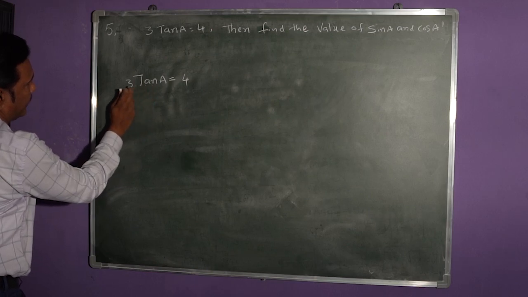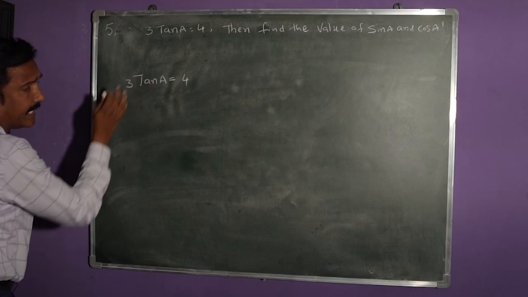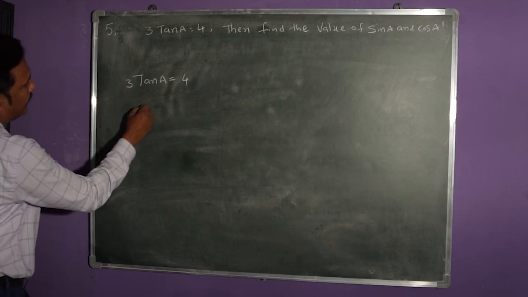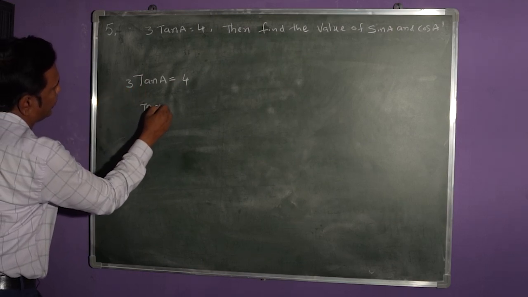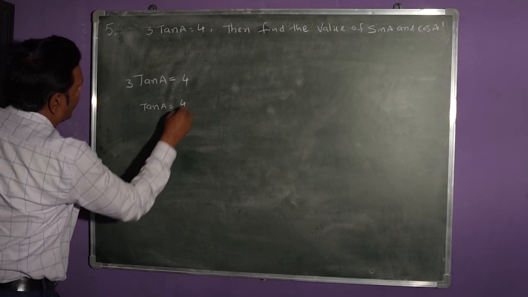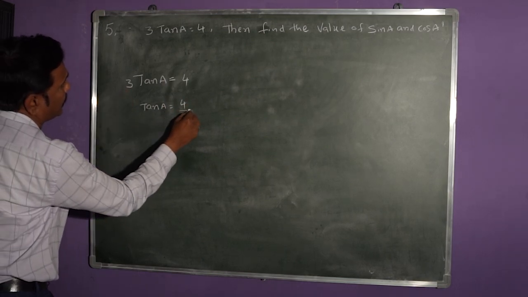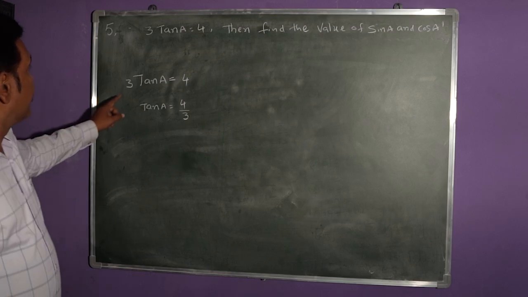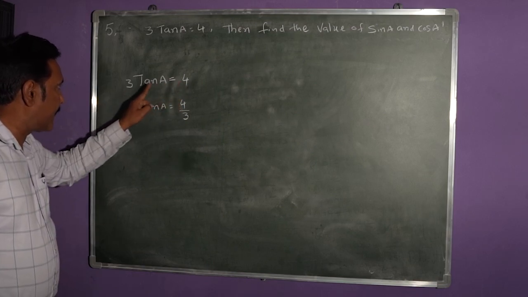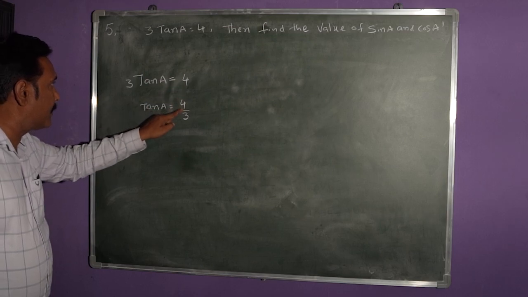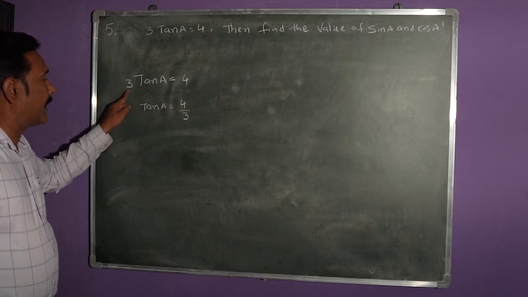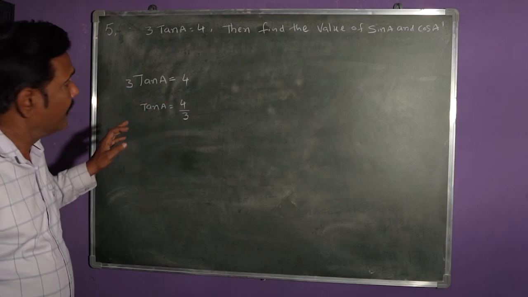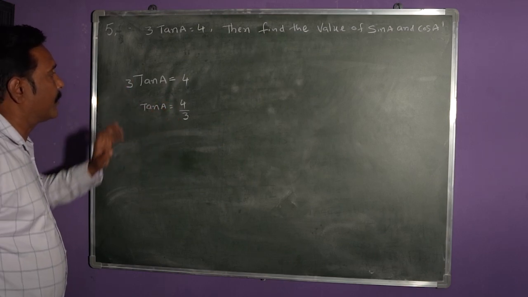Then 3 tan A means 3 into tan A. Tan ను మల్టిప్లై చేస్తుంది 3. Then tan A is equal to మల్టిప్లై చేసేటటువంటి 3 వాల్యూ goes to outside, that is the divide. Okay, 3 tan A equal to 4. Then tan A equal to 4 by 3. Tan A equal to 4 by 3.